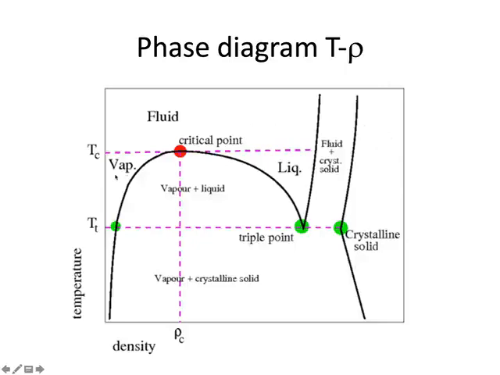This diagram shows you that as you go from the vapor phase to the liquid phase at a constant temperature, there is a big jump in density. So when you're condensing your vapor to liquid, the density is changing abruptly to the liquid density.